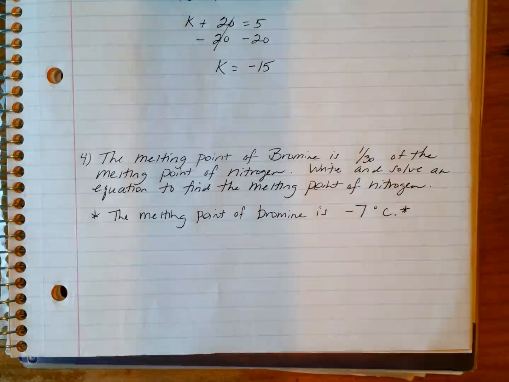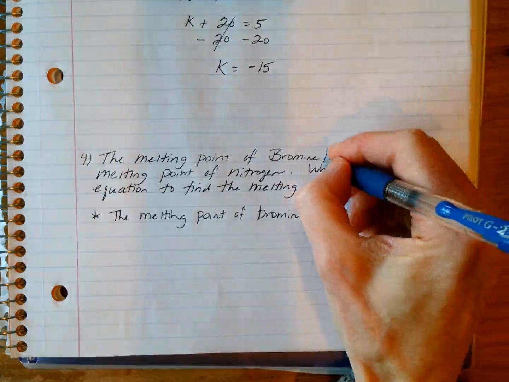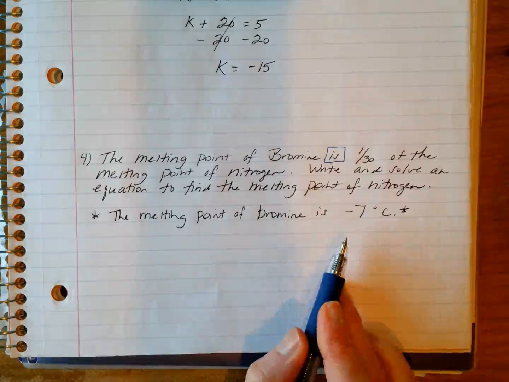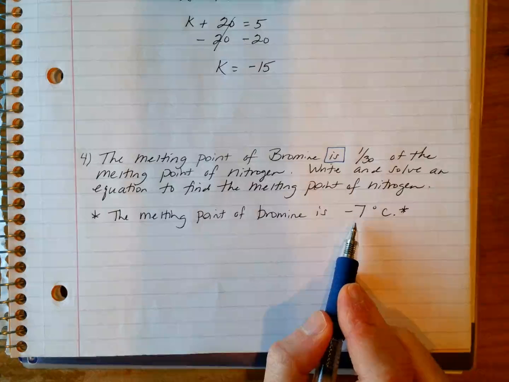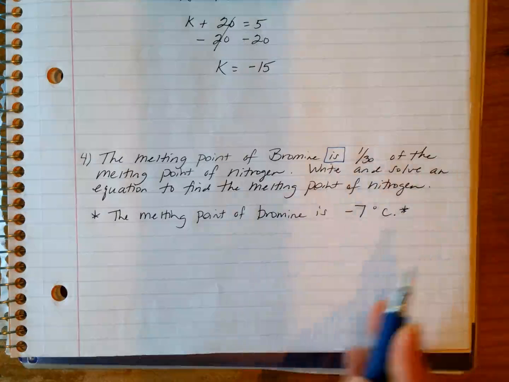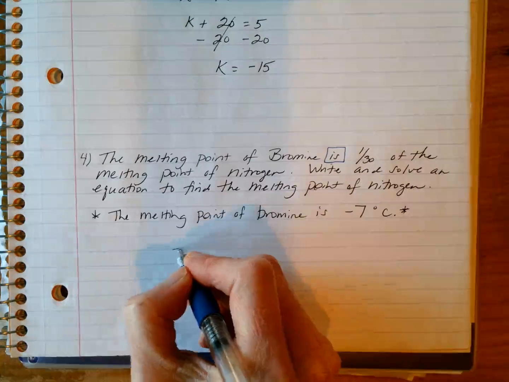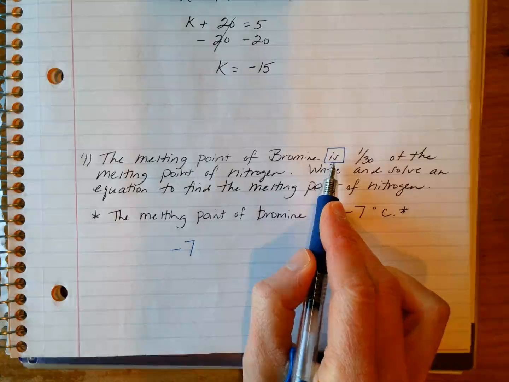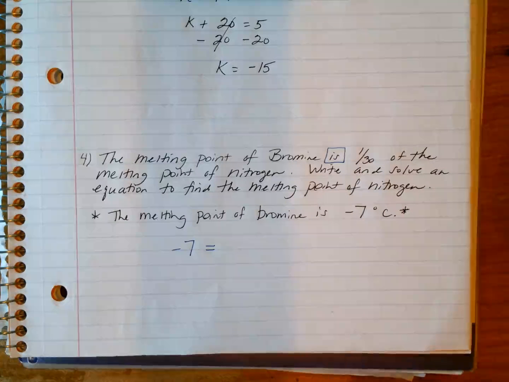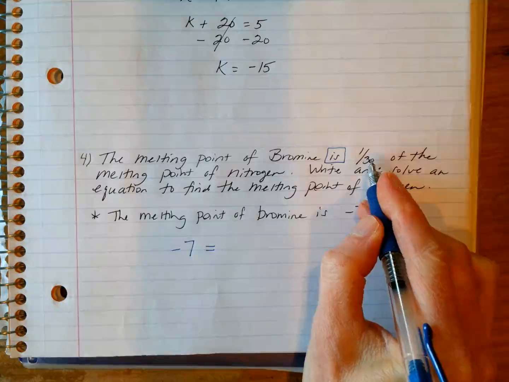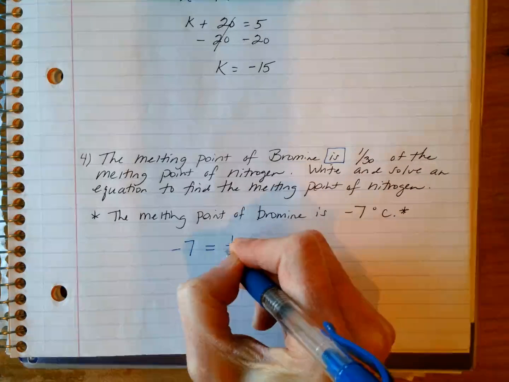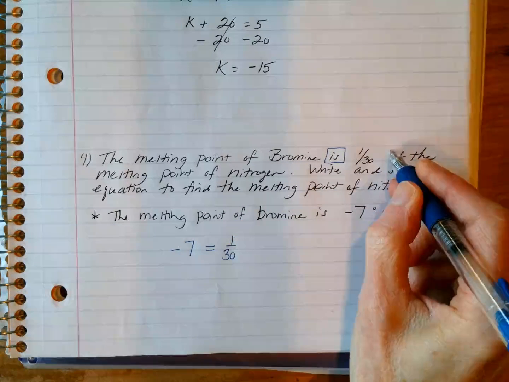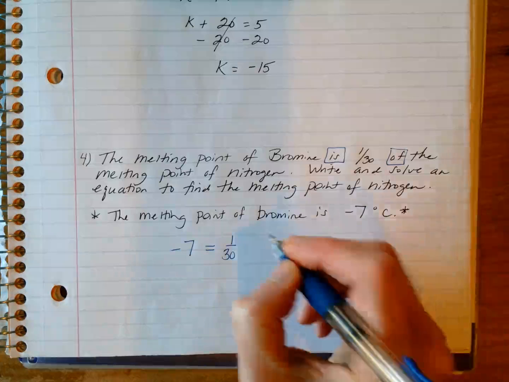So we've got the melting point of bromine is. The melting point of bromine, which is negative 7 degrees Celsius, is. So that's the first part of my problem. Negative 7 is the melting point of bromine. Is, in math we know, means equal to. So that's the first part of our equation. The melting point of bromine is 1/30th. That's the second part on this other side: 1/30th of, we know, means to multiply.